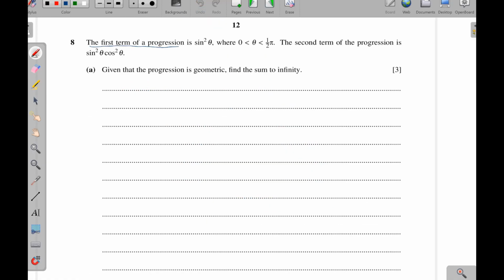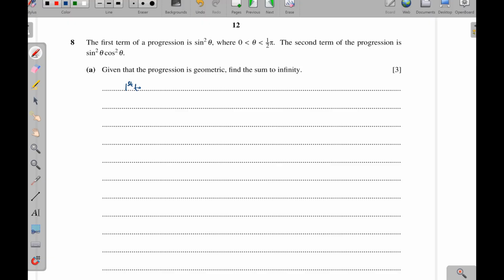The first term of a progression is sine squared theta, where theta ranges from 0 to pi over 2. That is the first quadrant. The second term of the progression is sine squared theta times cos squared theta. And they are saying part A, given that the progression is geometric, find the sum to infinity. Now, for the sum to infinity, it is given by a over 1 minus r. So we need to first look at the first term. We need a and then r.